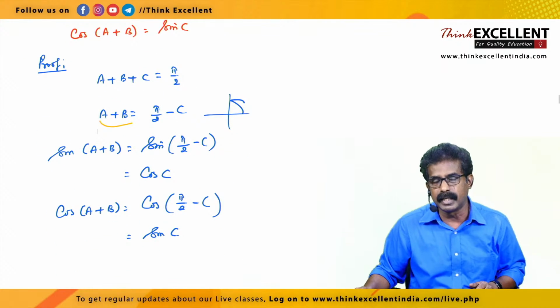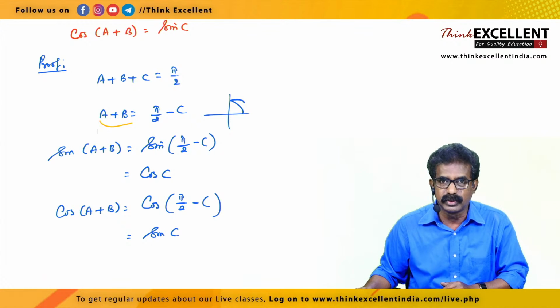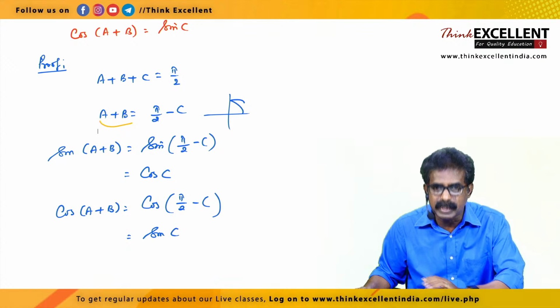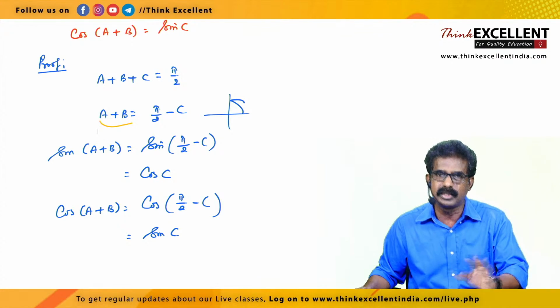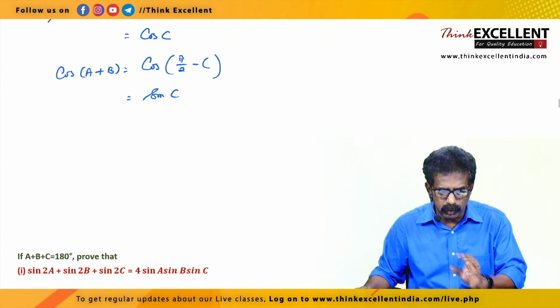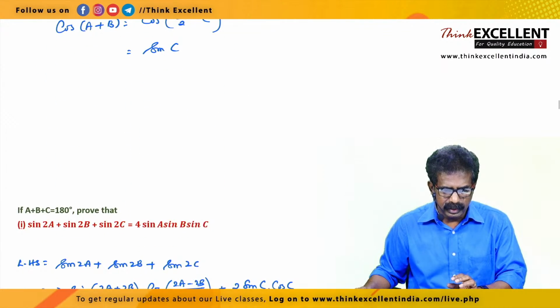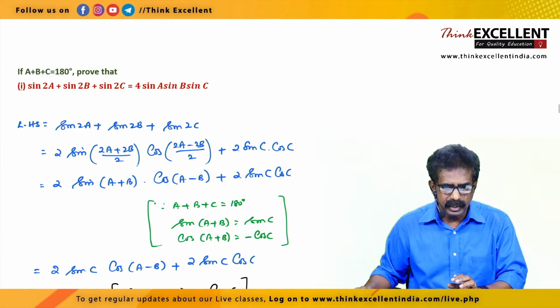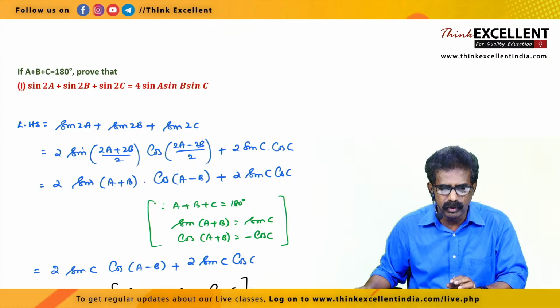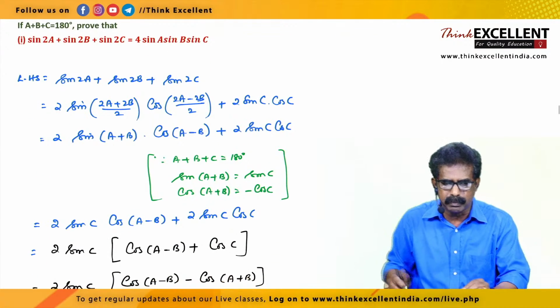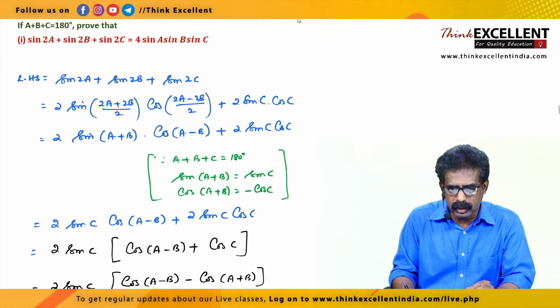Based on this you would have done a lot of questions. We are not much interested in sums, we want to teach you the concepts, and I'm just showing one sum. A plus B plus C equal to 180, then sin 2A plus sin 2B plus sin 2C equal to 4 sin A sin B sin C. I'll just give one sample sum on how to do this. Okay, so look at the steps here.